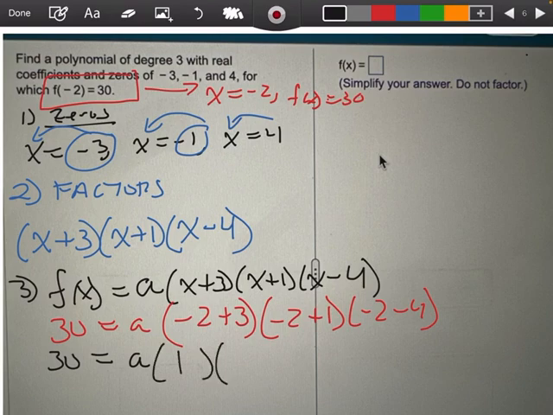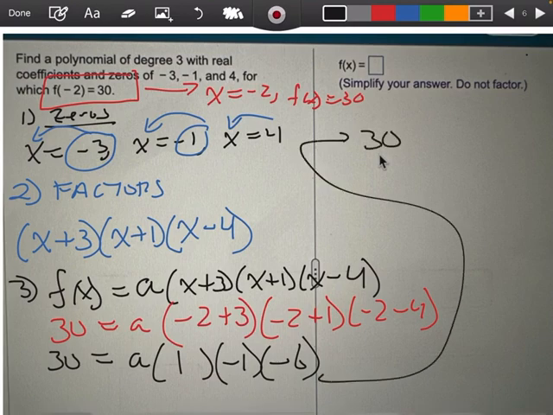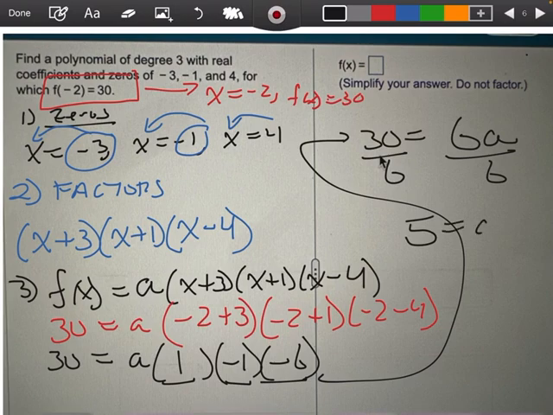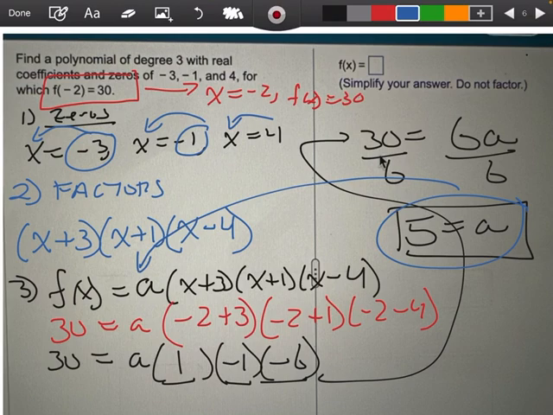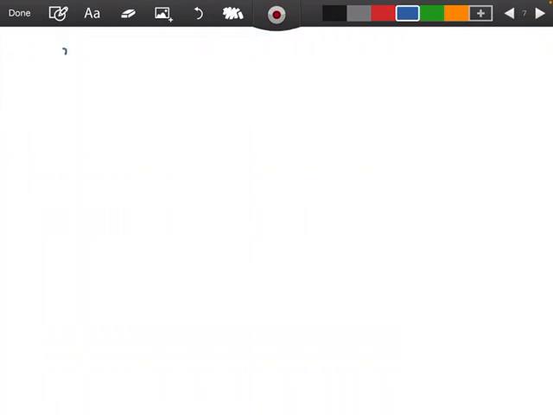-2 plus 3 is 1. -2 plus 1 is a -1. And -2 minus 4 is a -6. Okay? So let's write up here, 30 equals, let's see, 1 times -1 times -6 is a +6 times a. So when I divide everything by 6, we're going to come up with 5 is equal to a. Now, on the next slide, I'm going to take this value of a and plug it in right here.